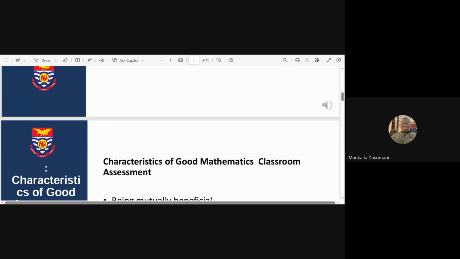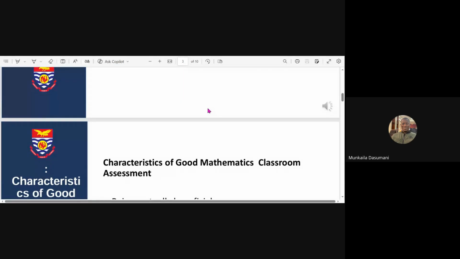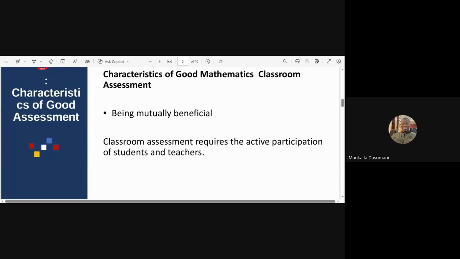The first one is being mutually beneficial. When do we see mathematics assessment should be mutually beneficial? Yes. No idea. Okay, we have Steven. Yes, sir.